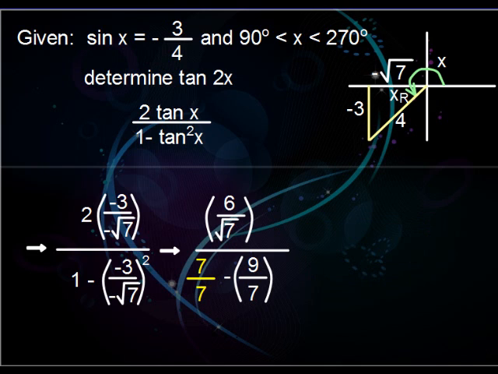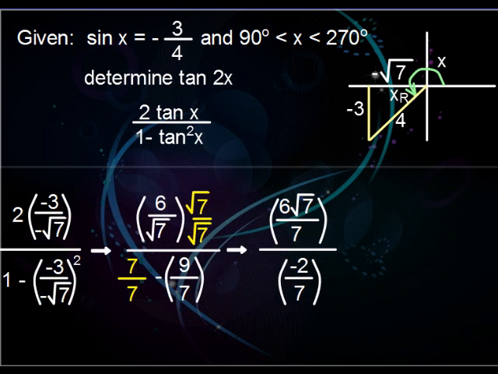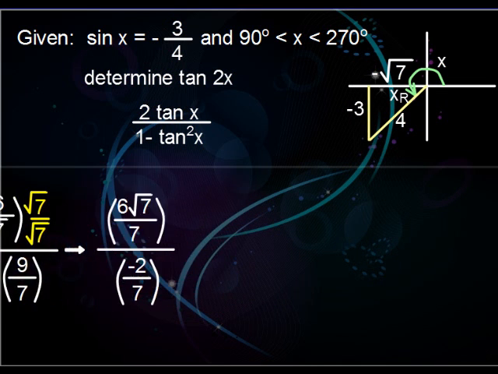Okay, let's clean up that numerator a bit. We get 7 minus 9, which is negative 2. And on top, we want to rationalize, so let's multiply top and bottom by the square root of 7. And just like that, now we're ready to do the next part, which is this.